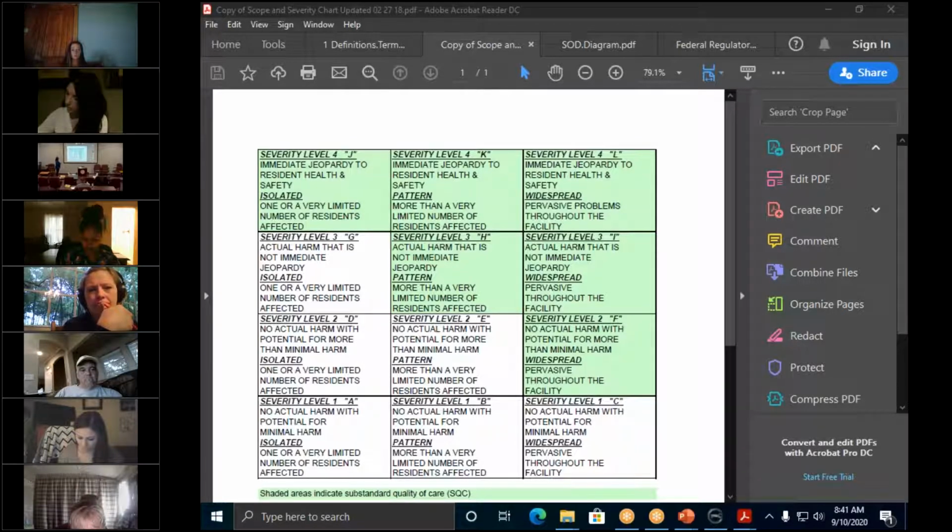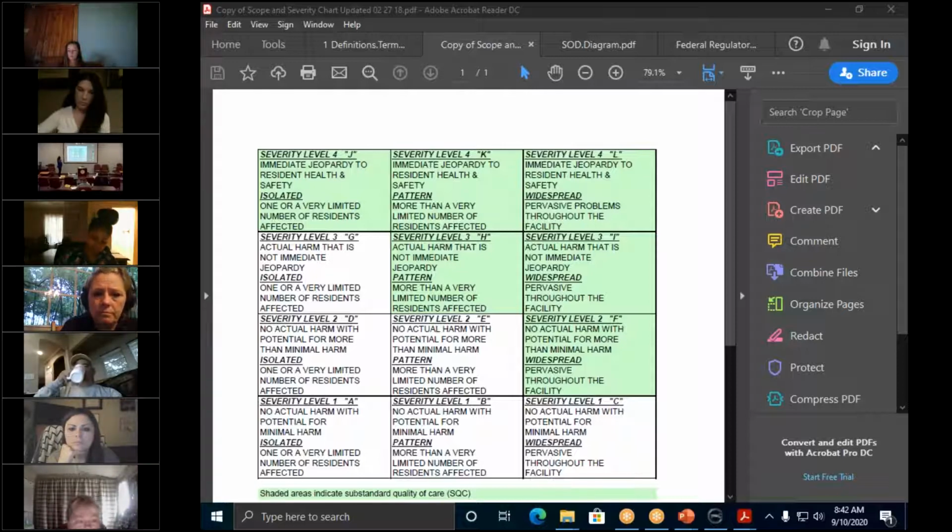Okay, as you work from left to right in the columns, that is the scope of the deficiency. So if the bottom level is the severity of the deficiency, as you work to the right, that is the scope. So it goes from isolated, you'll see that in all the boxes listed on the first column, level A being isolated for no actual harm with potential for minimal harm.